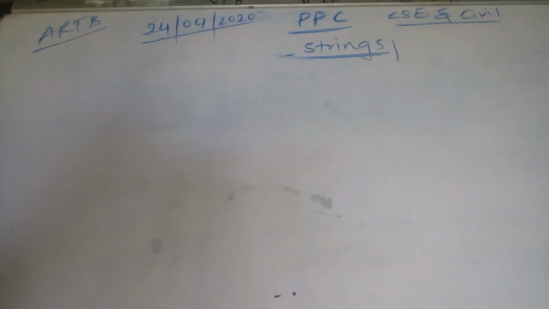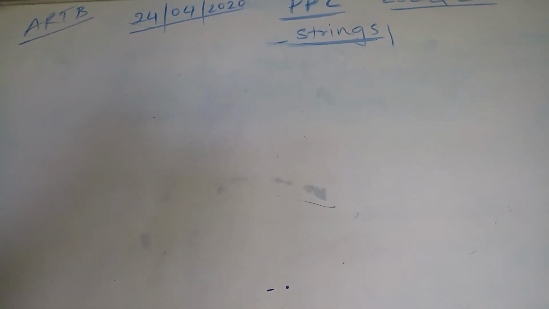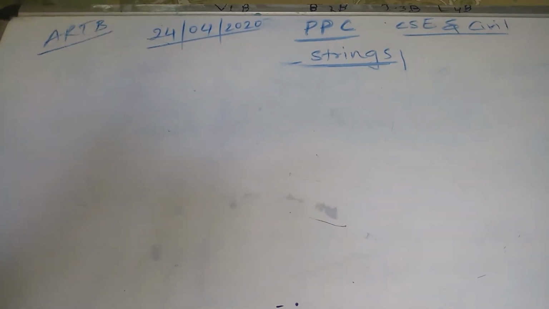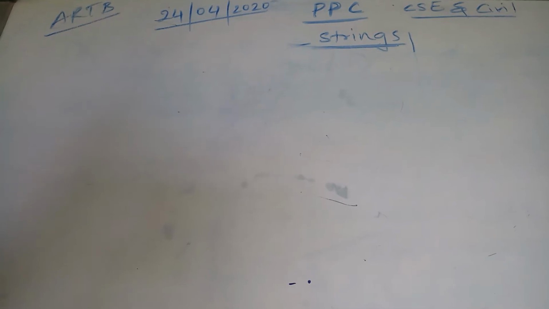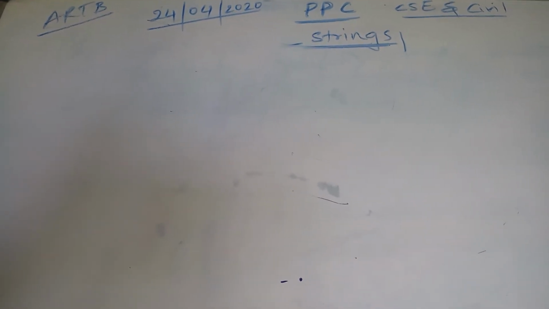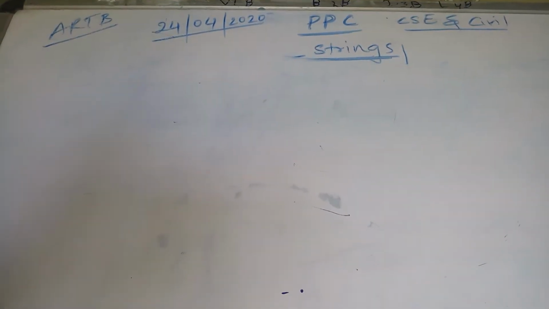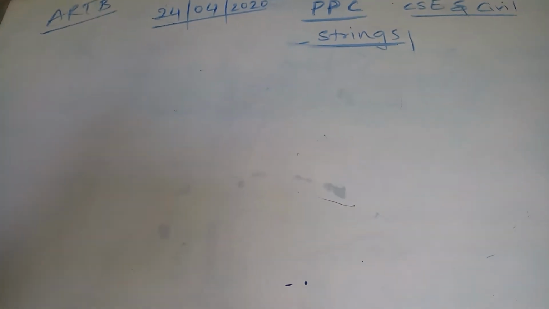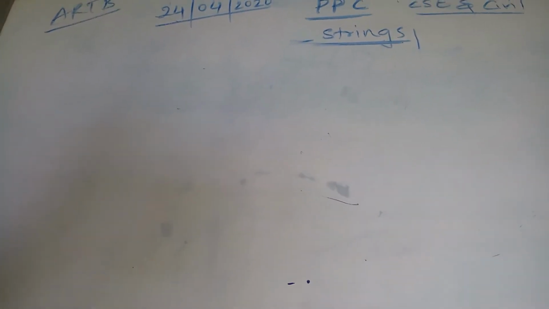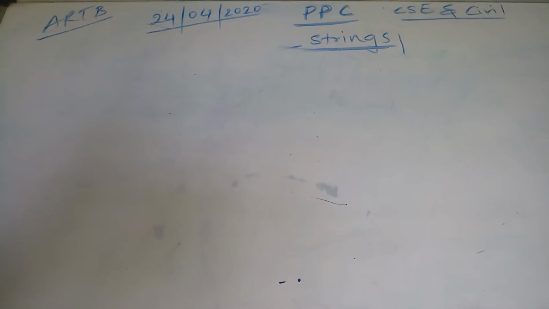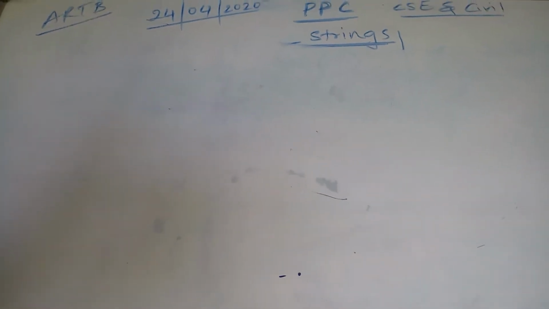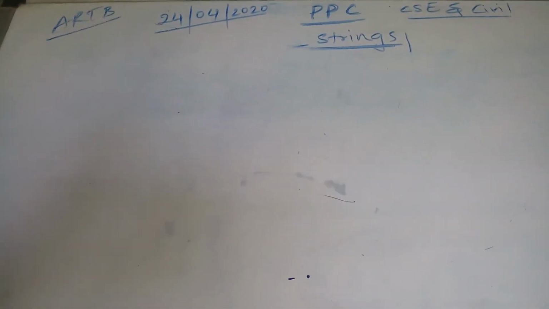In this class, we will discuss string properties. In the previous class, we discussed what a string is, how we represent a string, what the different ways to represent strings are, and what the format specifier is. Let us recollect that once.